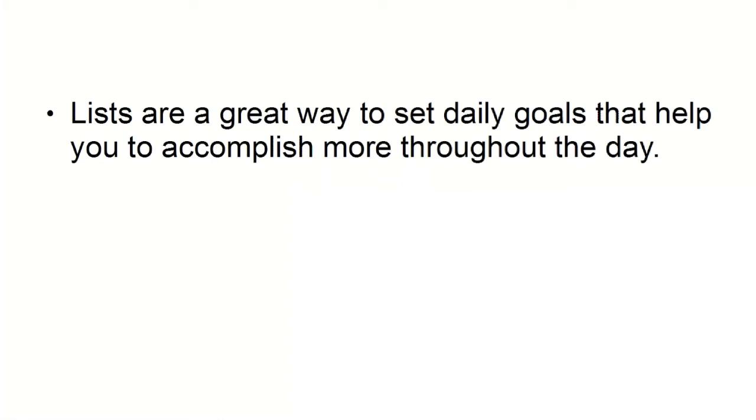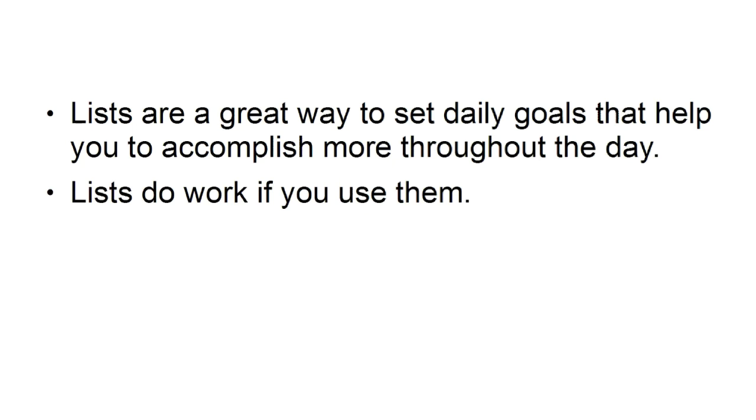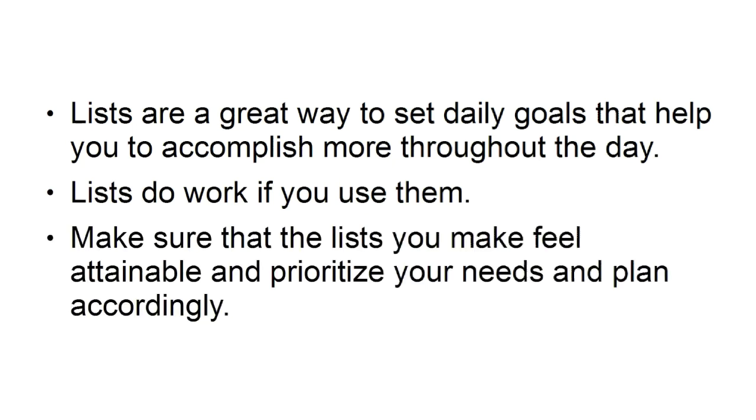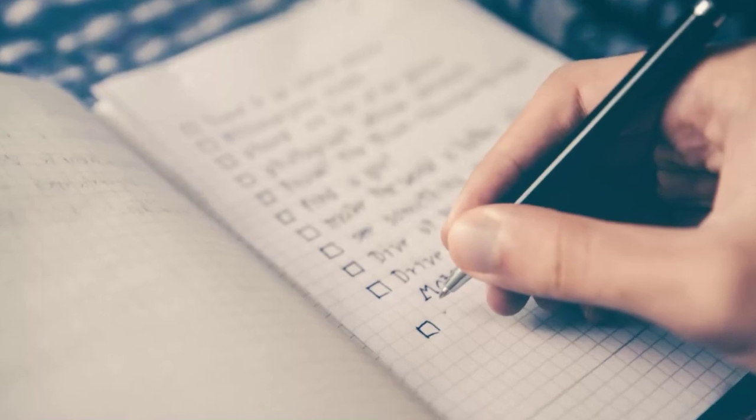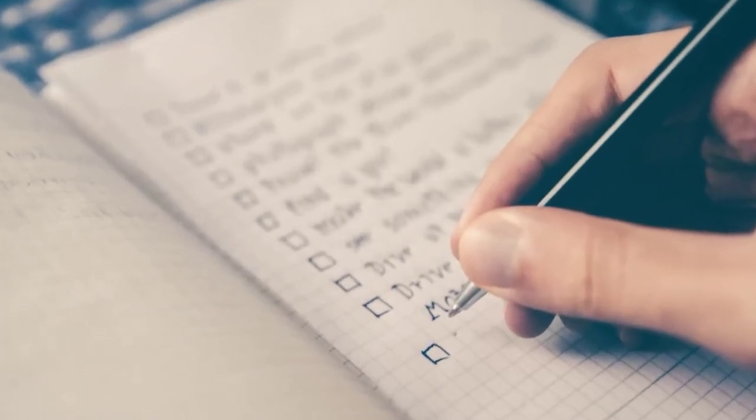Number 1. Utilize lists. Lists are a great way to set daily goals that help you to accomplish more throughout the day. Lists do work if you use them. Make sure that the lists you make feel attainable and prioritize your needs and plan accordingly. You can even make lists for different areas of your life, like personal, home, and work.